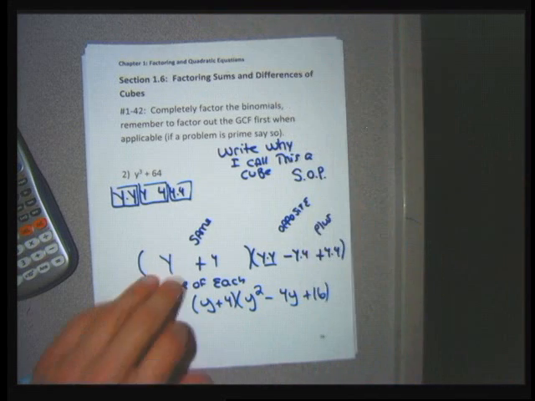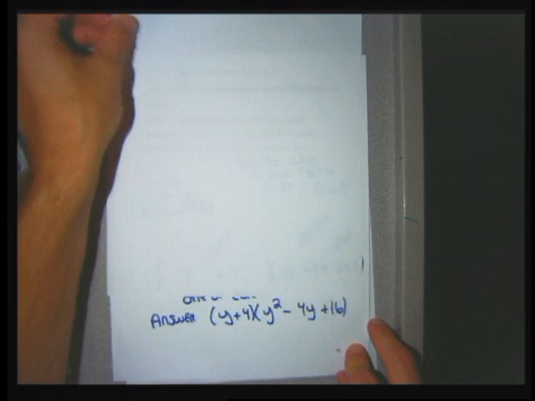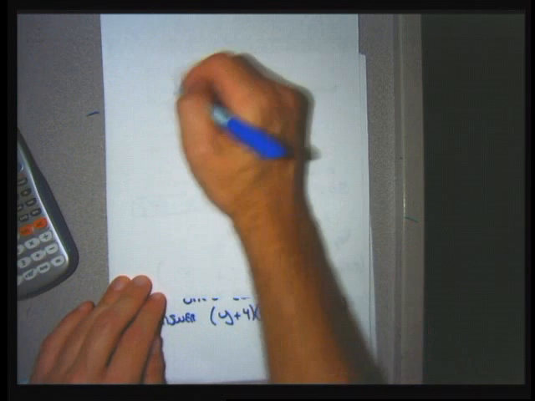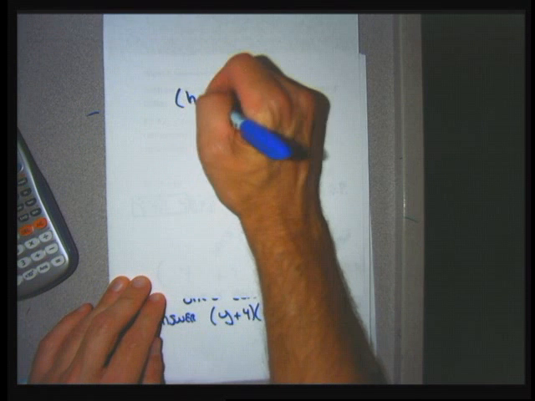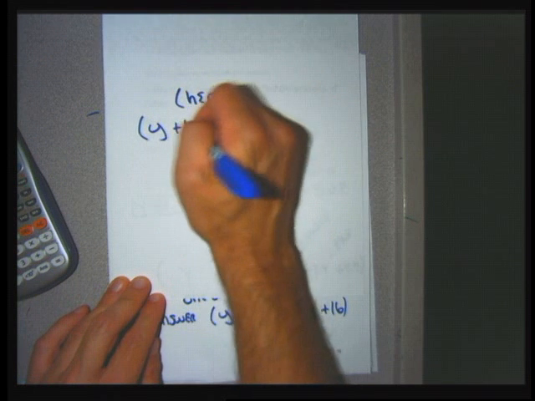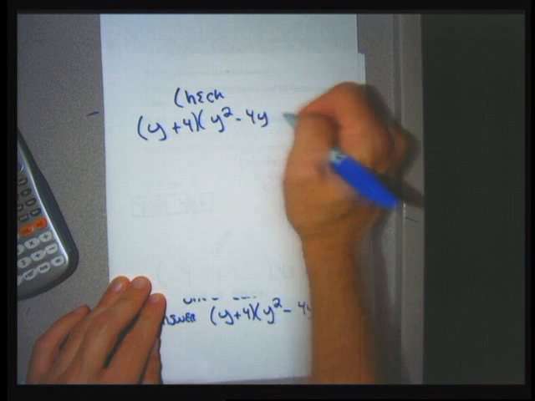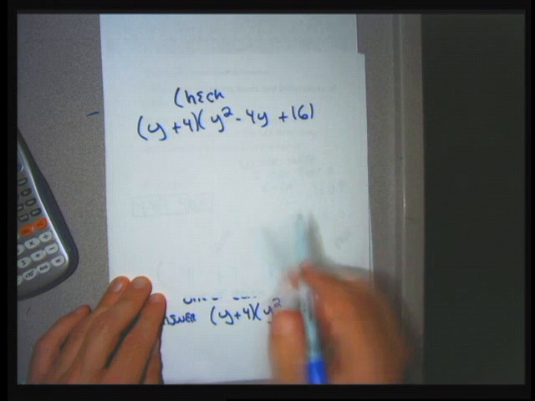Let me go ahead and show you that this is the right answer. It's not really fun to check these, but I certainly can check these. To check these, we have to rely on some of the skills we learned in Chapter P. So to check this, I'm going to take my answer and multiply it out. My answer that I believe is right is y plus 4 times y squared minus 4y plus 16. I'm going to multiply first.